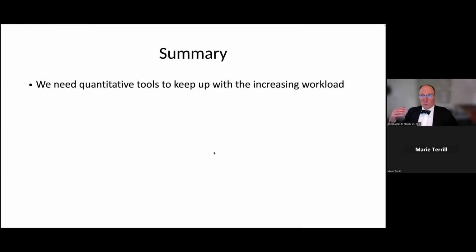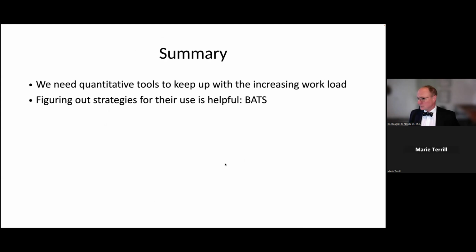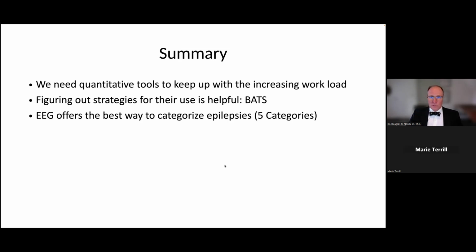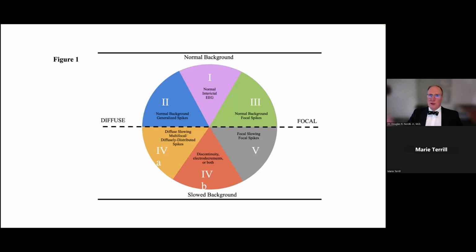But sorry if I went a little fast, but there was a lot that I wanted to share with you. And if I can summarize this, what I wanted to say is that we need quantitative tools to help us to keep up with the increasing workload. We need to incorporate some schema, some categorization, some method that we use time and again to help us get through all of this data and making sure we're not missing things. So I pointed out this acronym of BATS, background, annotation, trends, and spike detection that I use. I also went through the EEG categorization and how we use the EEG as one of the fundamentals for deriving the EEG syndromes.